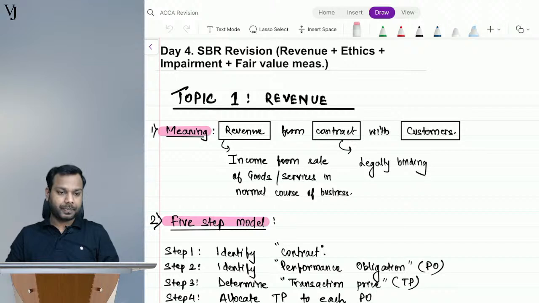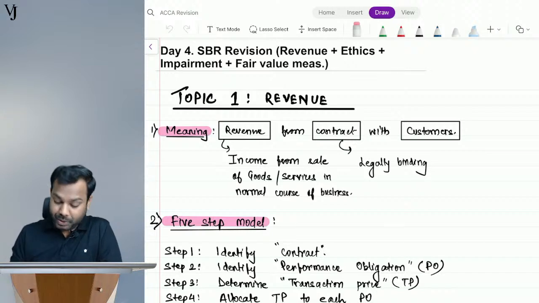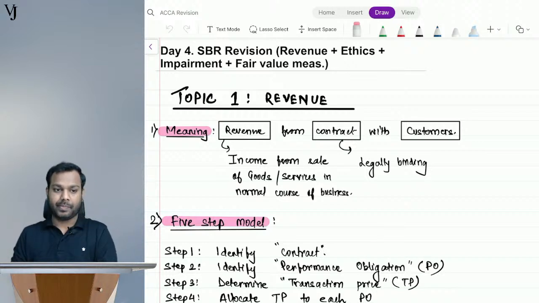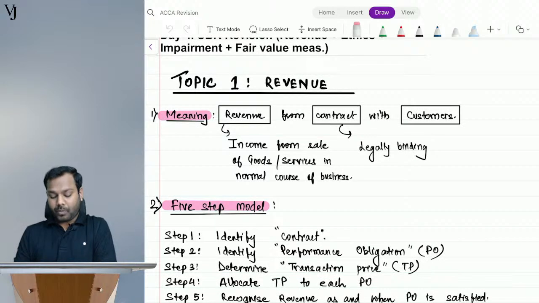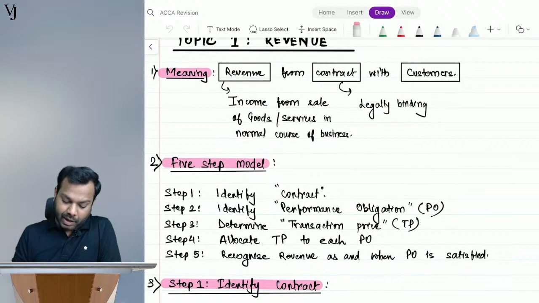All good? Okay. So today our topic for discussion here, the revision, is we'll discuss revenue, ethics, impairment of non-current assets, and fair value measurements. Now, let's start with the topic 1, that is revenue.